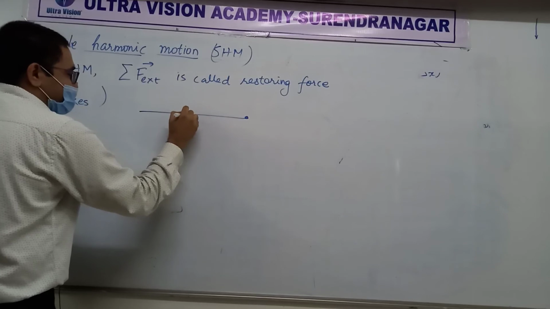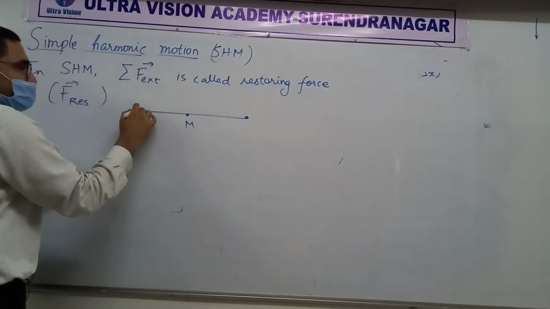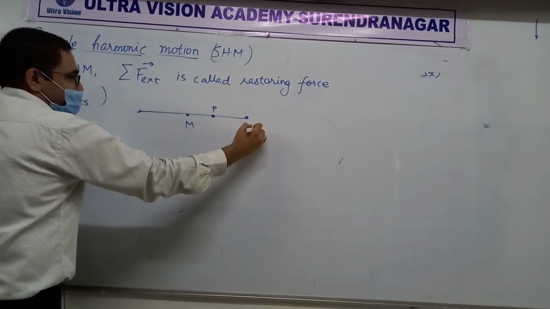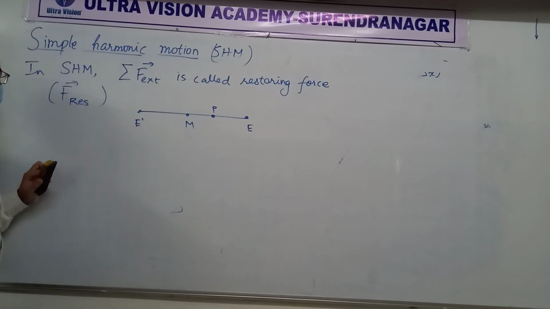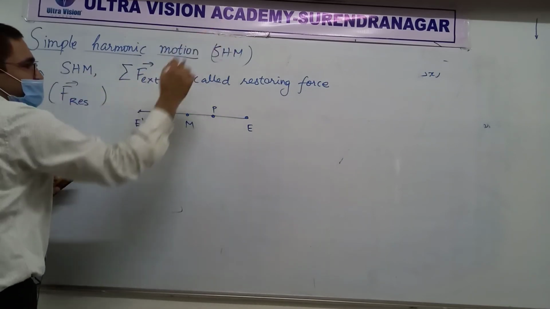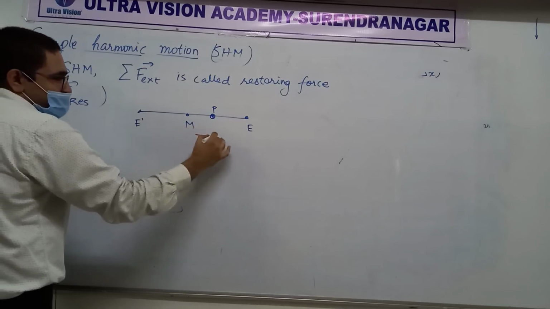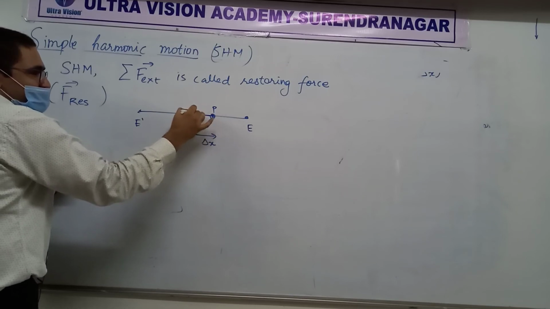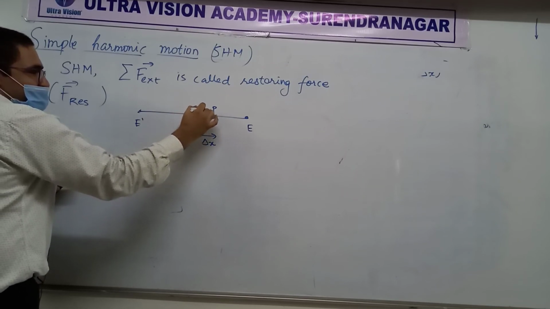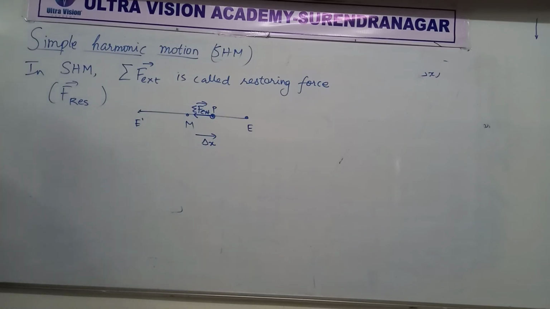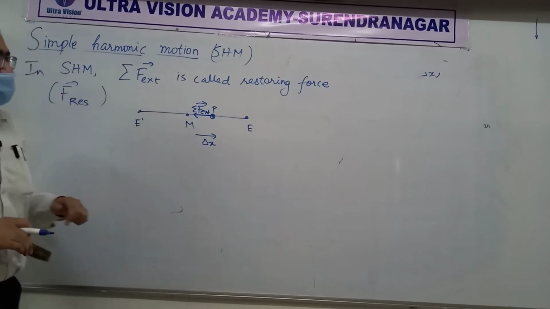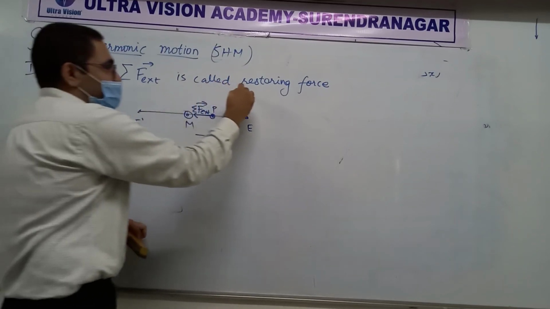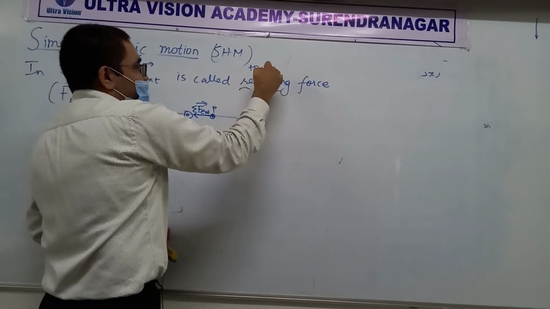Let's say that this is the mean position, and some particle is over here right now. These are the end points. Then, if this particle is here, its displacement is towards the right side. So the total force acting on it will be towards the left side. This total force is trying to pull it back towards mean position. Restore means to go back, isn't it?